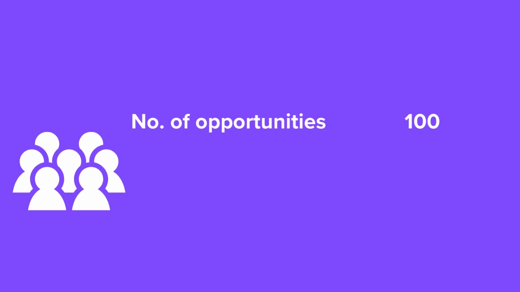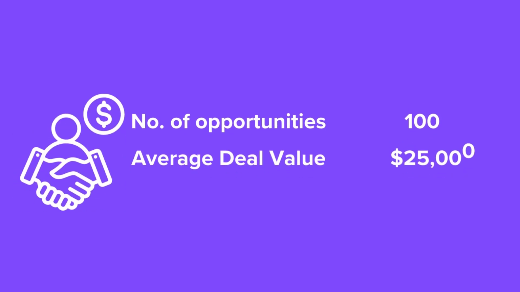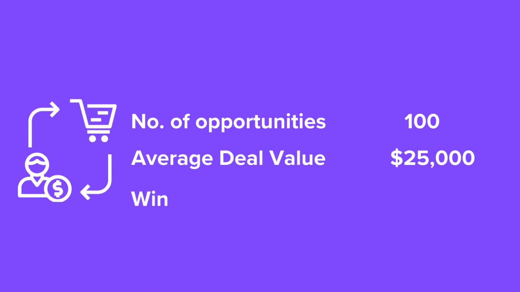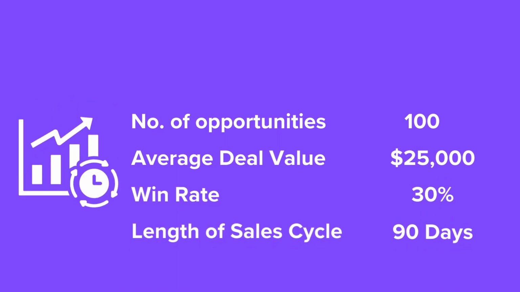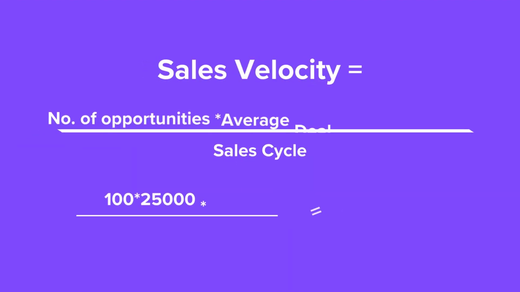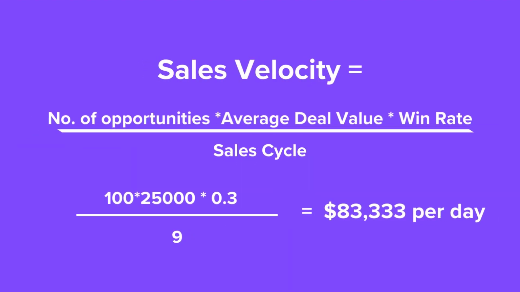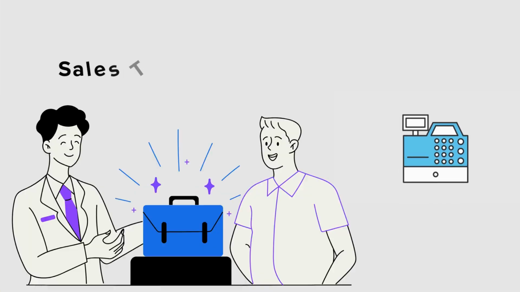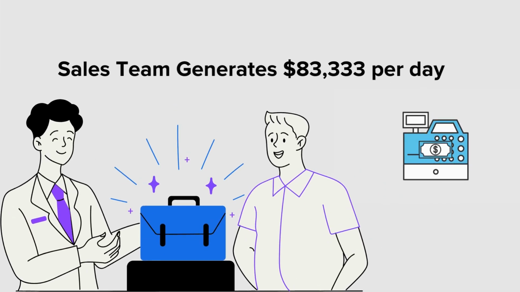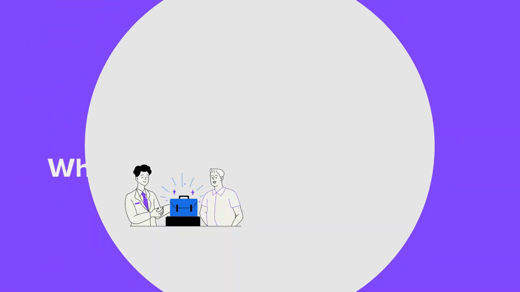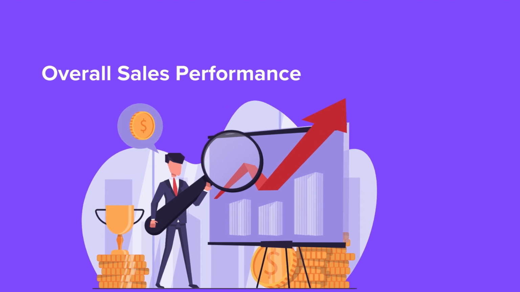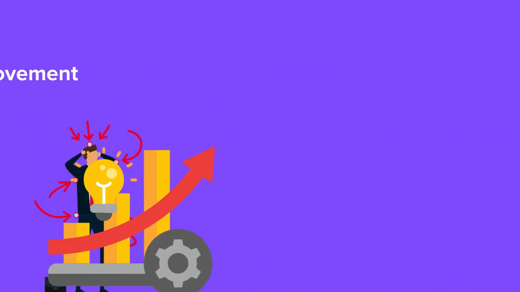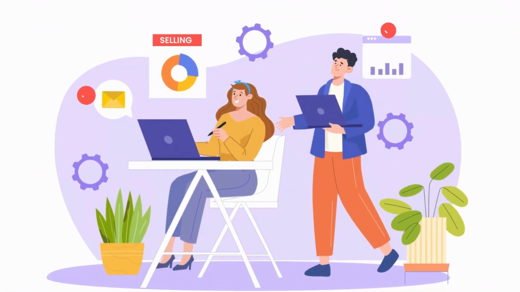Number of opportunities, 100. Average deal value, $25,000. Win rate, 30%. Length of sales cycle, 90 days. Sales velocity equals $83,333 per day. In this example, the company is generating revenue at a rate of $83,333 per day.